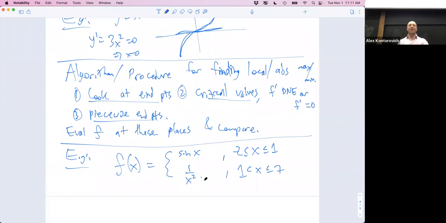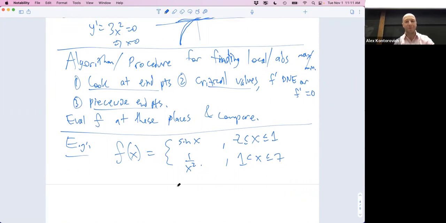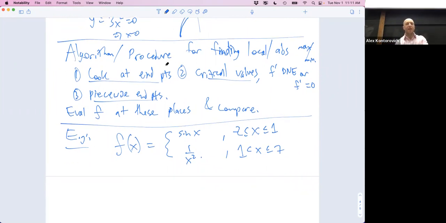Fine. Okay. I'm not going to try to understand the maximum and minimal structure by graphing yet. First, we're going to apply the procedure. So let's collect the points of interest. Round up the usual suspects. What are my suspects? -2, 1, and 7 are certainly suspects. Where else?